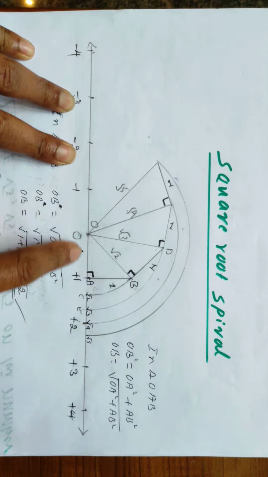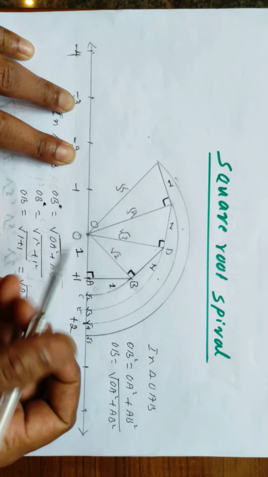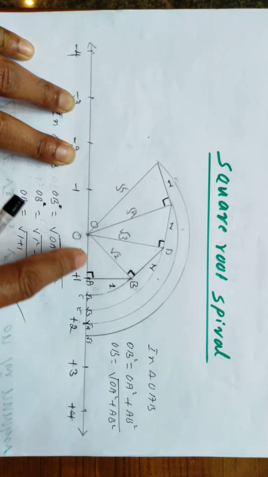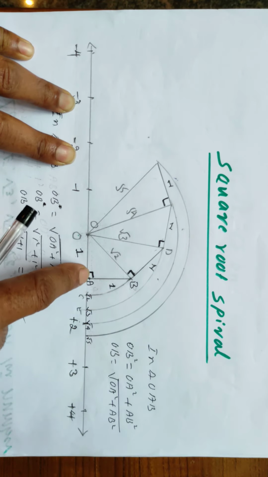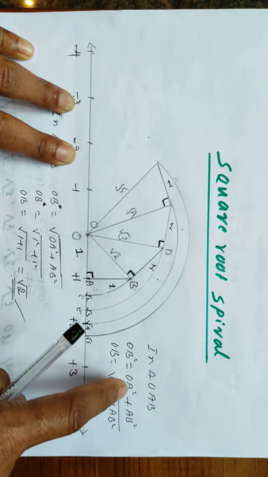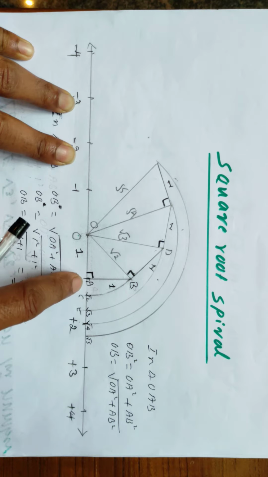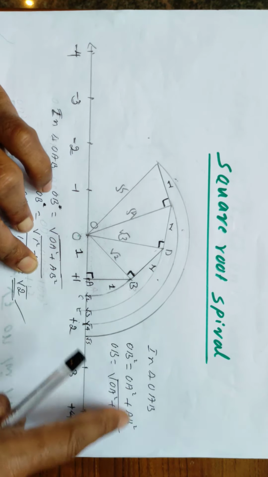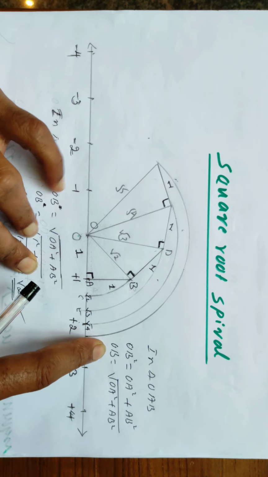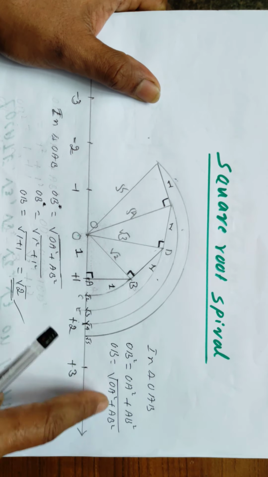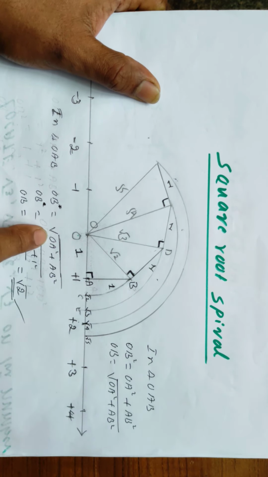What does it state? In a right angle triangle, the square on the hypotenuse is equal to the sum of the squares of the other two sides. That is, the side opposite to the right angle is OB. OB square is equal to the sum of the squares of the other two sides, meaning OA square plus AB square. Taking square root on both sides, OB square becomes OB. So OB is the square root of OA square plus AB square. Substituting the values of base and height, that is 1 square plus 1 square, you will get root 2.